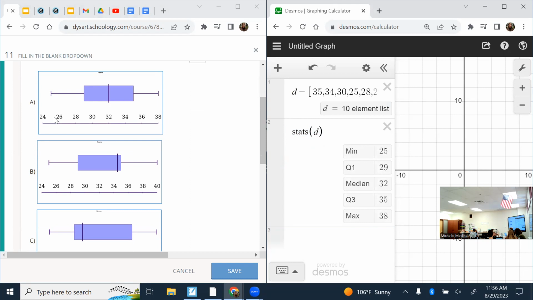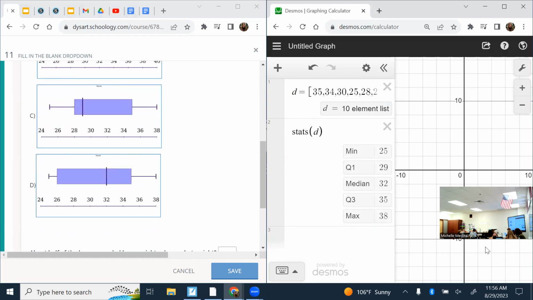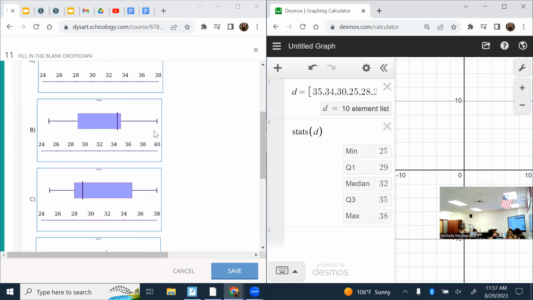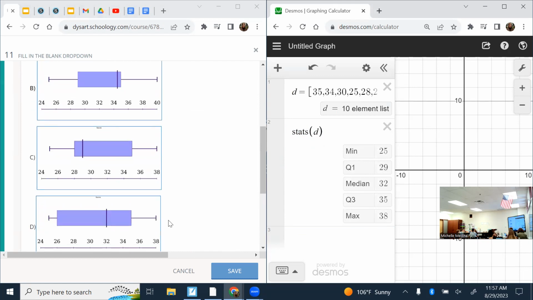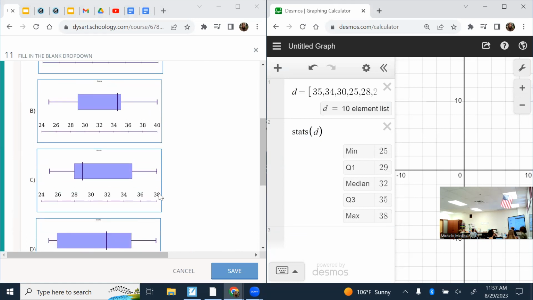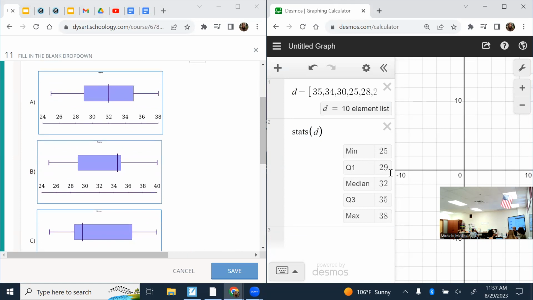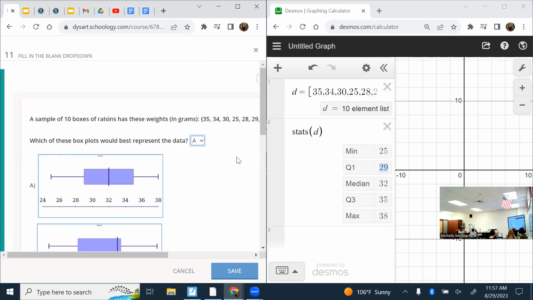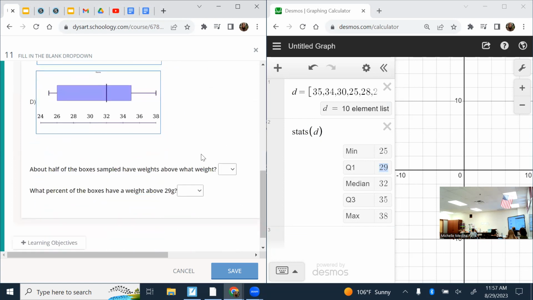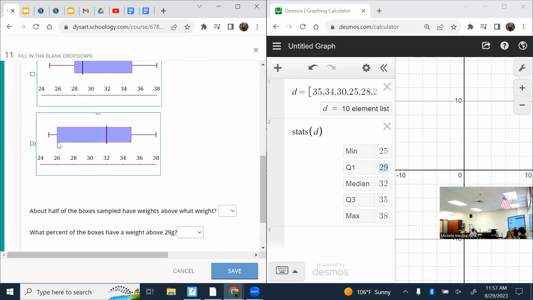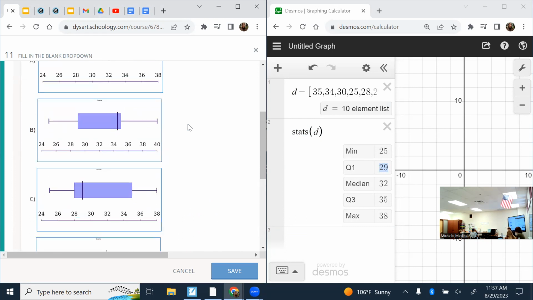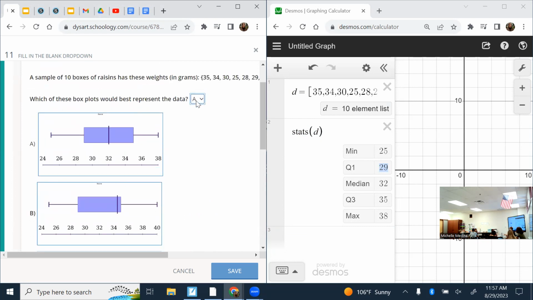So they all start at 25, so that doesn't help me. They all end at 38 except for B. The median has to be 32, so that leaves me between answer options D and A. And now we need to match up these quartiles. So 35 and 29, it looks like my answer is A. Let me just compare to D to be sure. All right, that is not 29, so it has to be A, process of elimination. Questions on that?